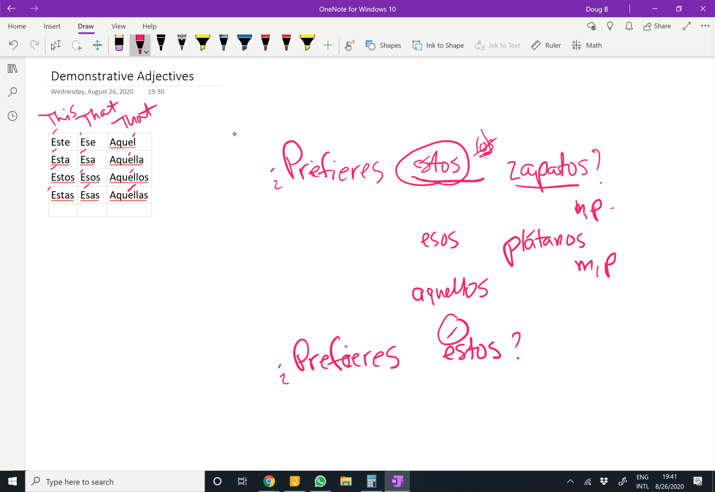It doesn't change the pronunciation, but sometimes in Spanish accents are used to differentiate between word meanings, not to change the pronunciation. A good example of that is si, which means if, and sí, which means yes. They're both spelled the same way. They're both pronounced the same, but this has an accent to differentiate it from that word. Or el, which means the, and él, which means he. No difference in pronunciation, but he has an accent to differentiate between the two words.